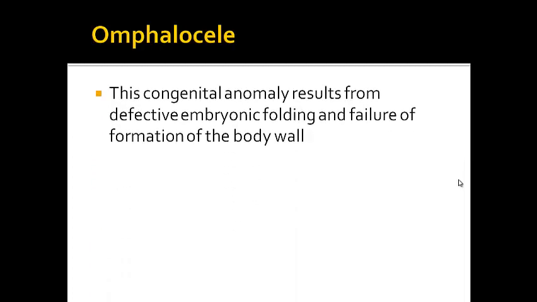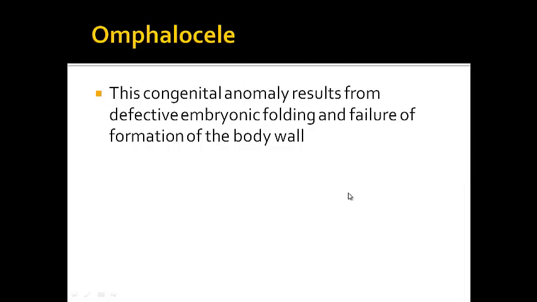Okay. The next congenital abnormality we're going to look at is something called an omphalocele. Now, this is a congenital anomaly that results from defective embryonic folding. Okay, so this is one of those incidences where there is a problem with one of the processes of development during the embryonic period, and this results in failure of formation of the body wall.